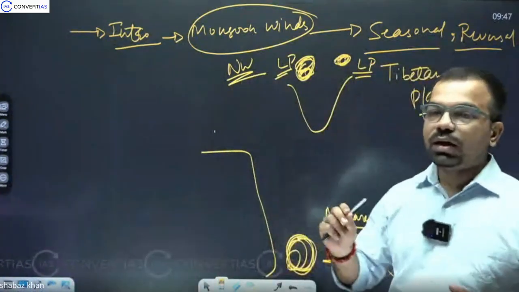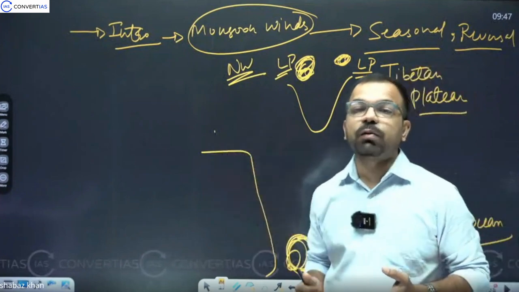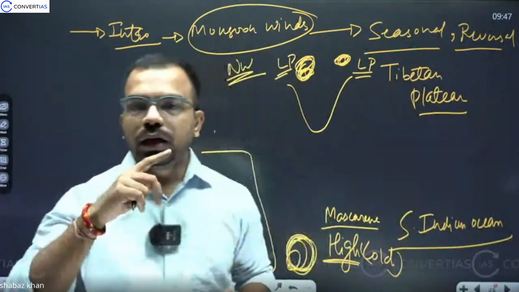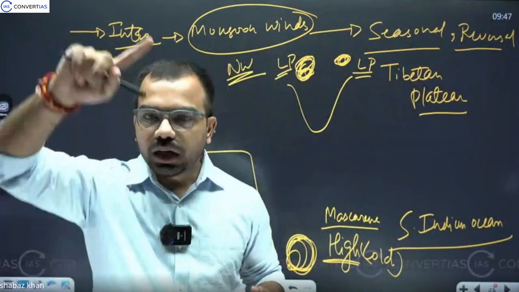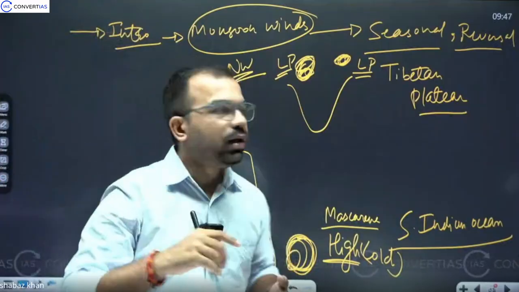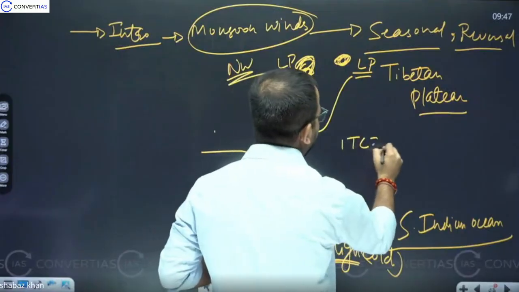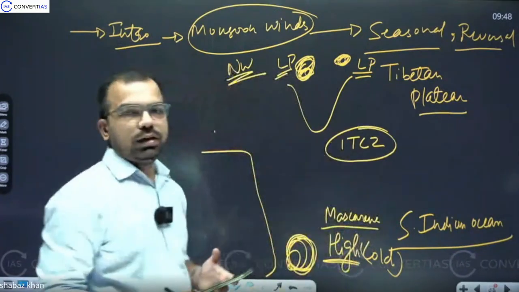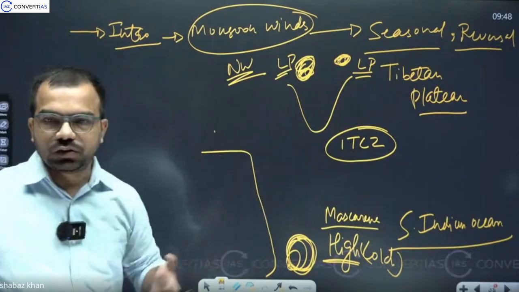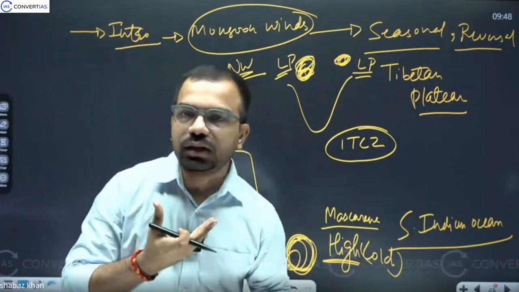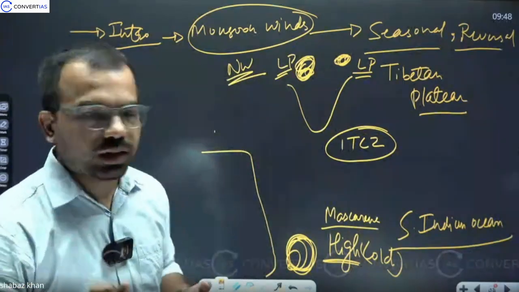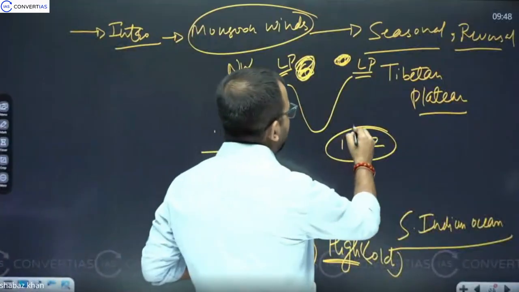You have read the convergence and divergence of winds. In the equatorial region, the convergence happens. That is why there is ITCZ here. Somewhere in between, the ITCZ is here. Intertropical Convergence Zone. So convergence happens somewhere near the equator. What happens during the summer?